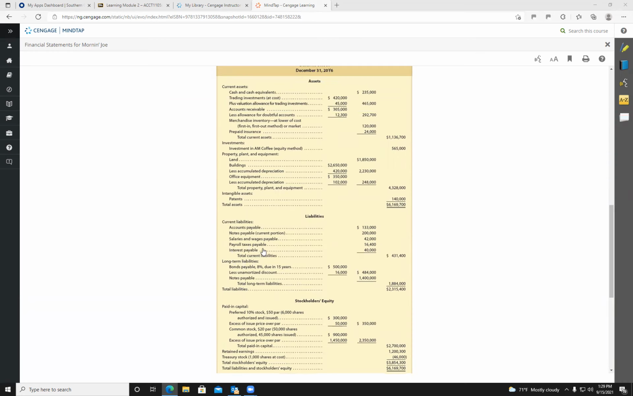But right here, this is great because it gives you a really good example of a list of current liabilities on the balance sheet and how they do have that notes payable current portion listed under current liabilities. I just wanted to show you guys an example of that. I thought it was a really good example. And again, this is in your book.